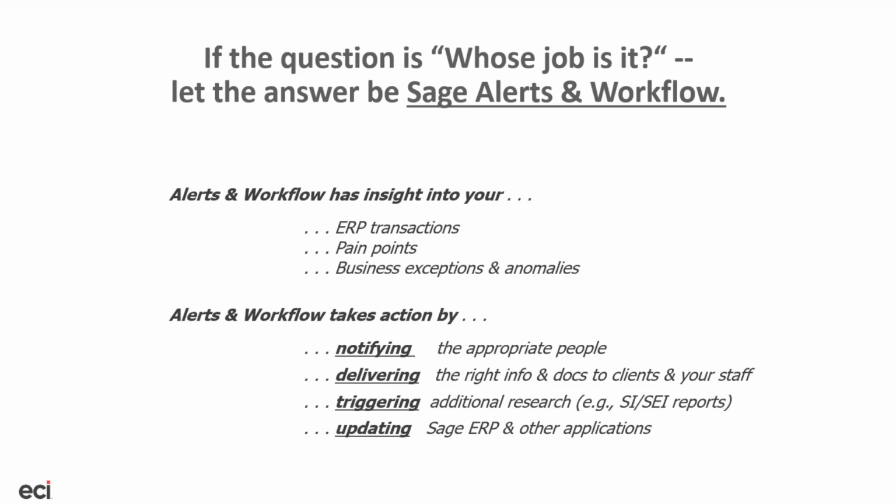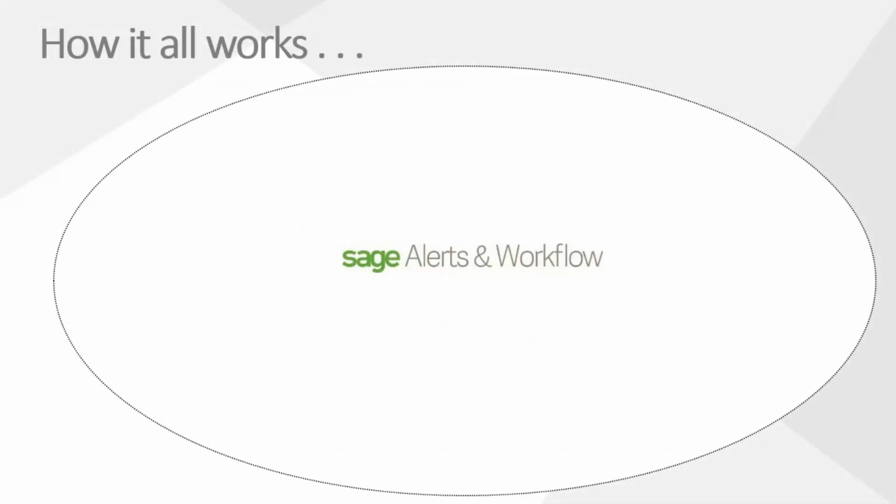That's the action part of actionable insight, by notifying the appropriate people, delivering the right information at the right time, triggering additional research, or updating Sage 100, or even other business applications. Okay, so you've got a general idea of what Sage Alerts and Workflow is all about. Let me now actually paint for you the components of this technology.